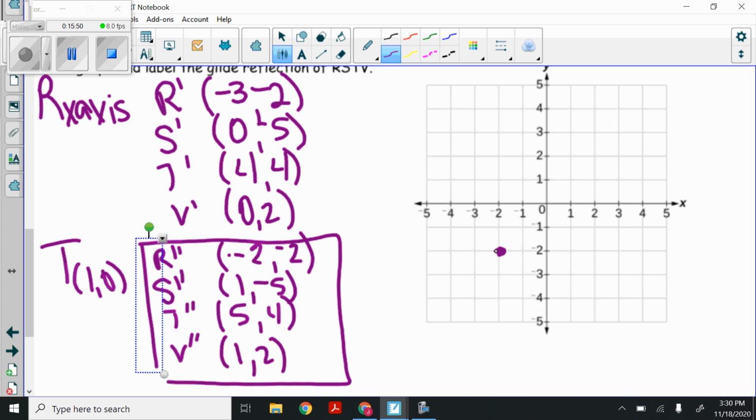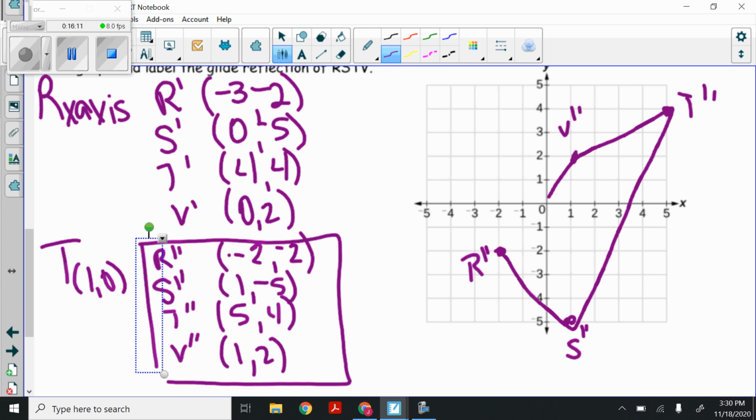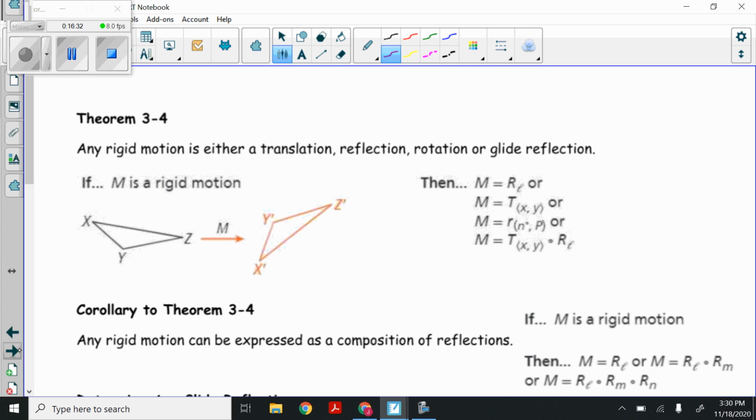(-2, -2), that is R double prime. (1, -5), that is S double prime. (5, 4), T double prime, and (1, 2), V double prime. Let's connect them. In class, I will provide you with patty paper that you can go ahead and plot the original RSTV and then reflect over the x-axis and then do the translation and make sure that it lines up with where we're at. Okay? All right, so now, next page.